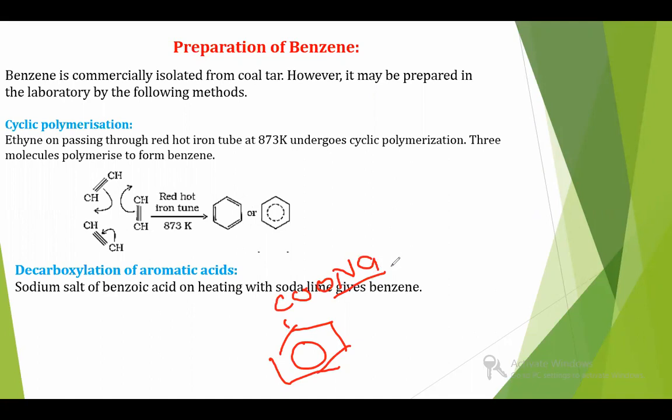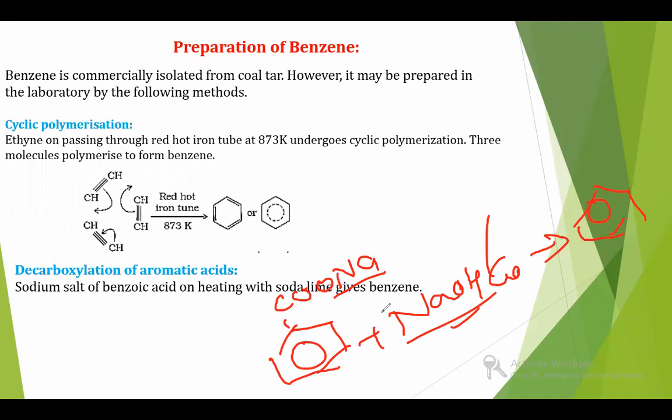So sodium benzoate is treated with soda lime, sodium hydroxide in the presence of calcium oxide, CaO, upon heating, which gives benzene along with the formation of Na2CO3, sodium carbonate.